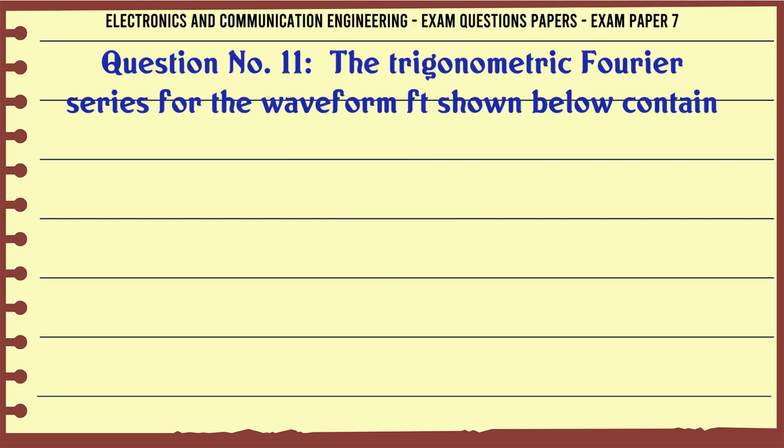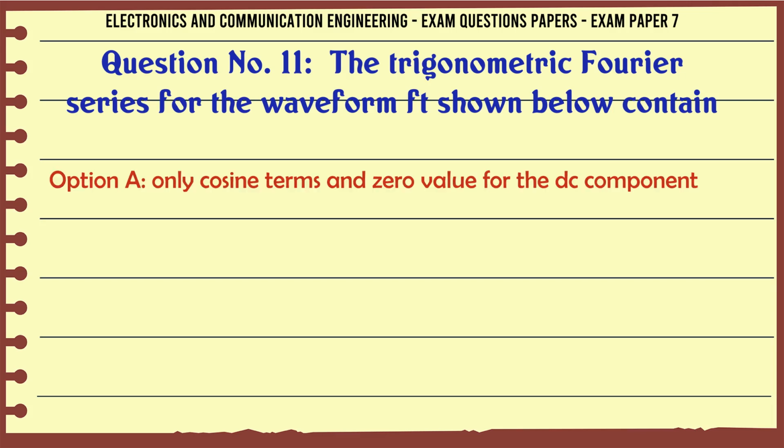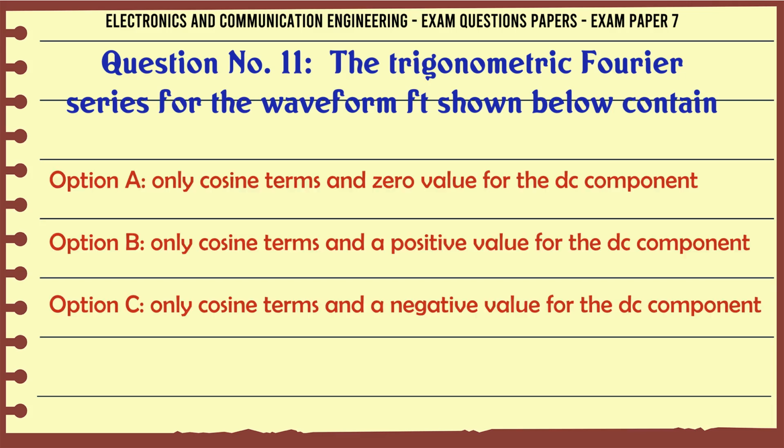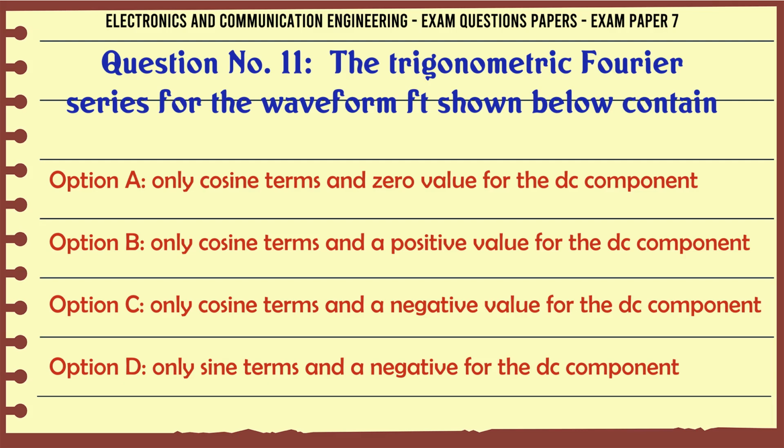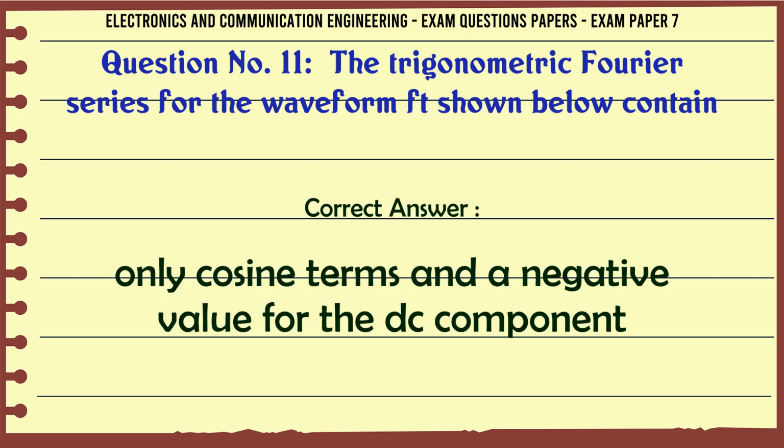The trigonometric Fourier series for the waveform shown below contains A only cosine terms and 0 value for the DC component, B only cosine terms and a positive value for the DC component, C only cosine terms and a negative value for the DC component, D only sine terms and a negative value for the DC component. The correct answer is only cosine terms and a negative value for the DC component.